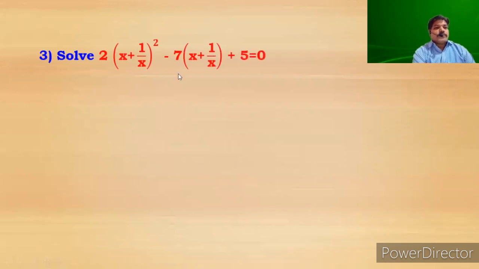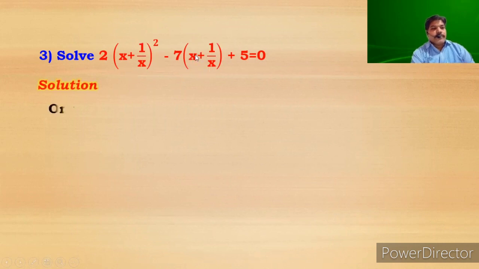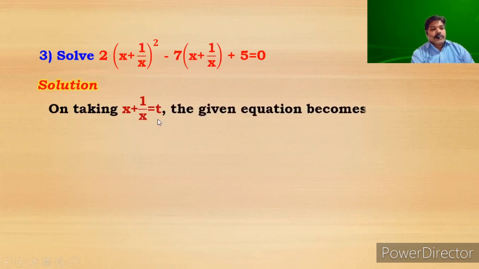Solve 2(x + 1/x)² − 7(x + 1/x) + 5 = 0. I observe that x + 1/x and x + 1/x, two terms are the same. So I will take x + 1/x = t. Then the given equation will become 2t² − 7t + 5 = 0.